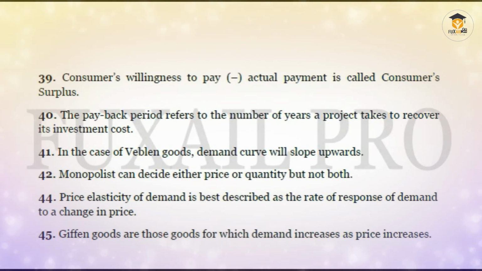40. The payback period refers to the number of years a project takes to recover its investment cost. 41. In the case of Veblen goods, demand curve will slope upwards. 42. Monopolist can decide either price or quantity but not both. 44. Price elasticity of demand is best described as the rate of response of demand to a change in price. 45. Giffen goods are those goods for which demand increases as price increases.